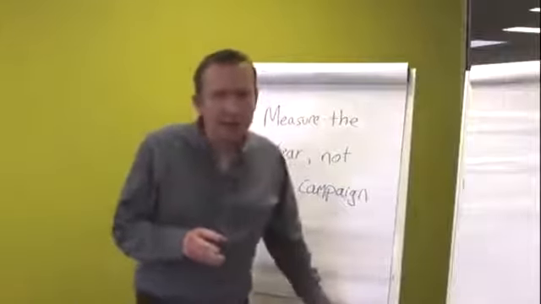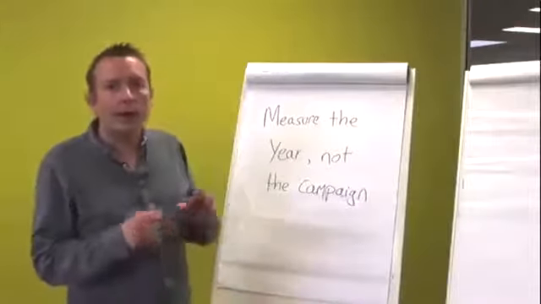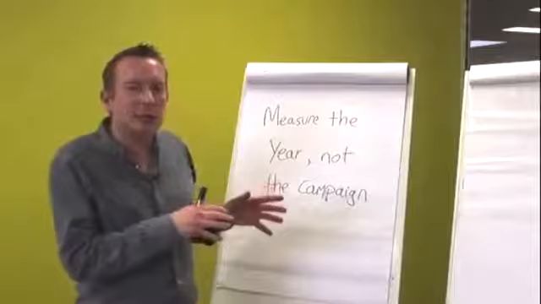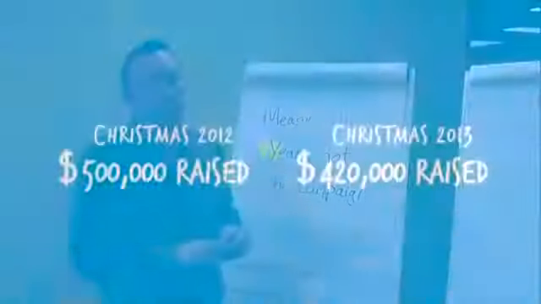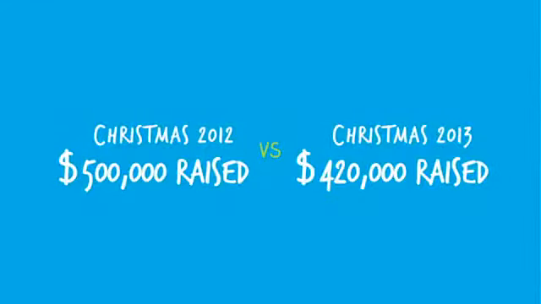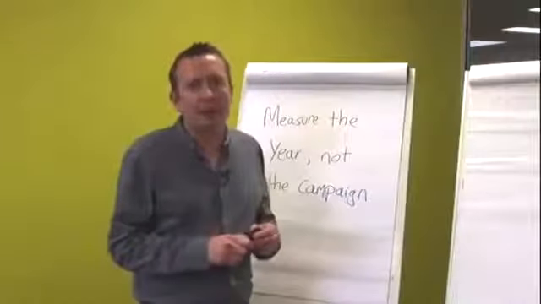Generally speaking, what happens is we would measure how well this Christmas appeal is doing compared to last Christmas appeal. So we might look at Christmas 2012 and say, let's compare that to this year. So Christmas 12, we raised $500,000. This year we've raised $420,000, so it's not doing as well. And that seems on the face of it perfectly reasonable, but as with lots of things in the real world of fundraising, it's not that simple.